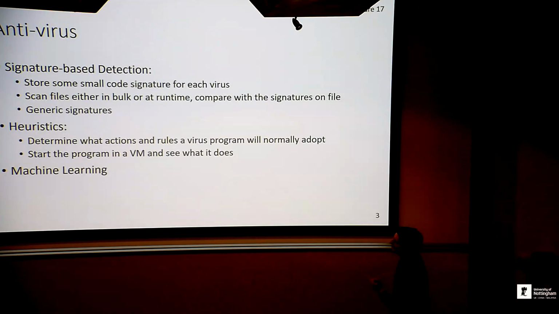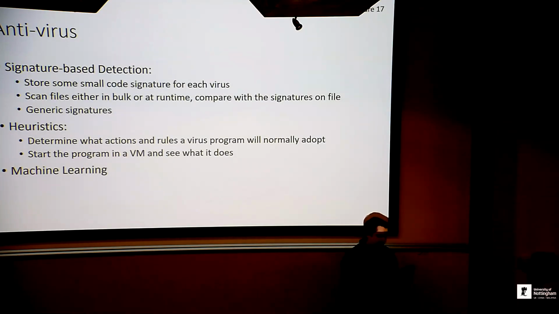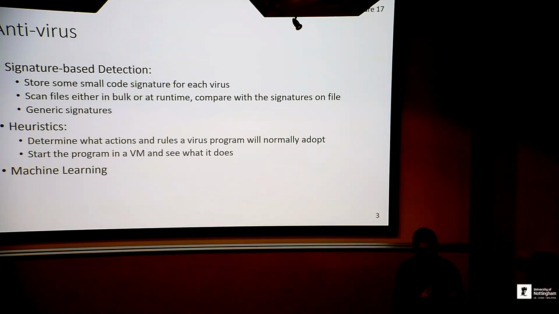So this is where heuristics come in. Instead of thinking about the actual bytes in a file, can we try and work out what it is that the virus does, and have a suspicious level that we increase as it does suspicious things, and then we flag it as, hang on a minute, that is quite suspicious. This could be a virus.